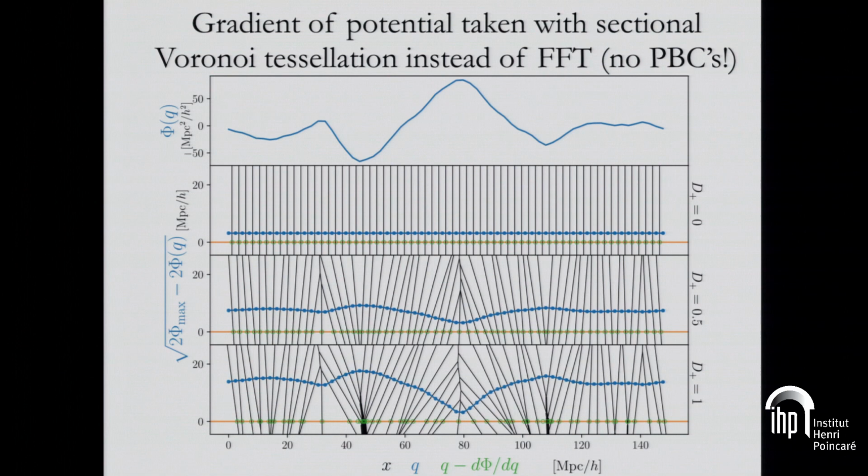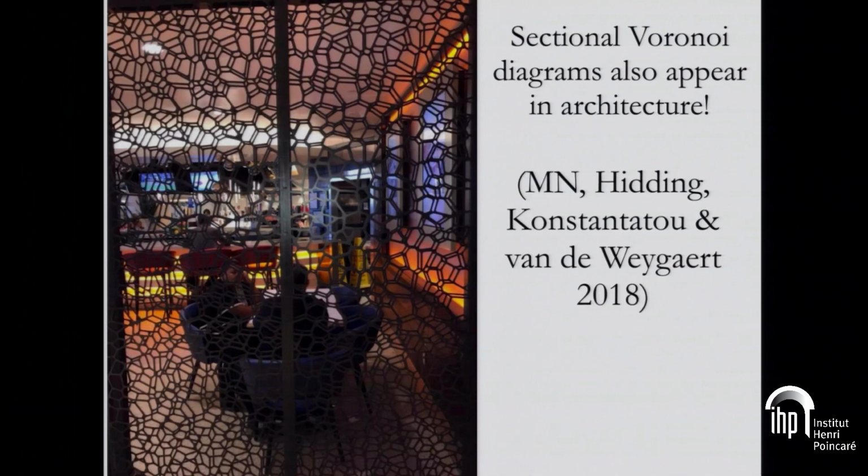And you can see that in a potential hill, you get some widely spaced cells, and those are low density regions or voids. Okay, so hopefully that was a bit useful to understand.